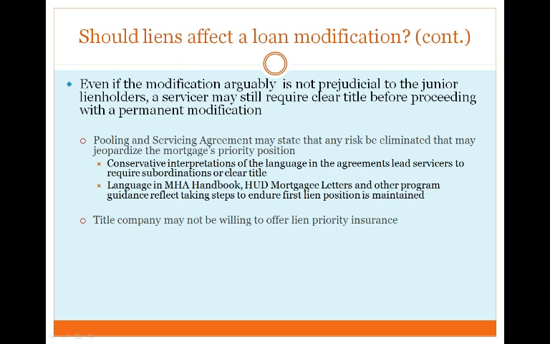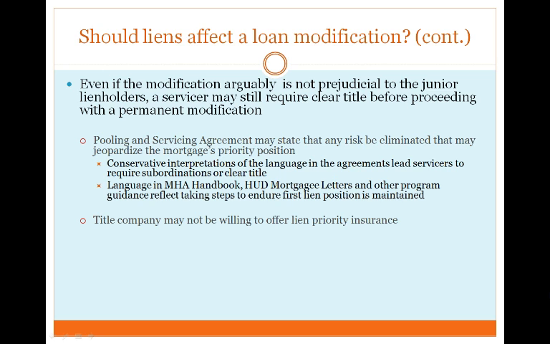Now, even if the modification arguably is not prejudicial to the junior lien holders, you may still receive a request from the servicer that title become clear before proceeding with a permanent modification. There's a couple of reasons why this may happen. One is that the pooling and servicing agreement may generally just state that any risk that jeopardizes the mortgage's priority position be eliminated. And this is obviously a very general statement, but very conservative interpretations of language in the pooling and servicing agreement can lead servicers to flat out just require a subordination or clear title.